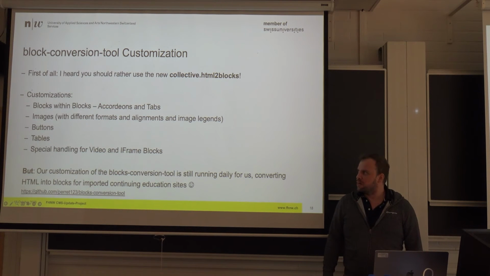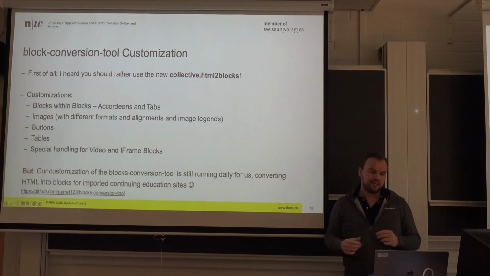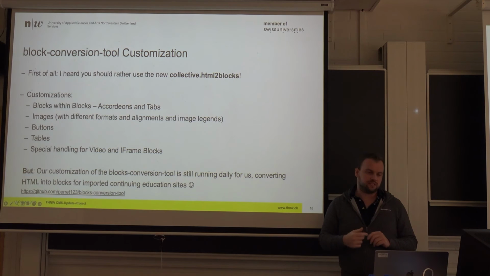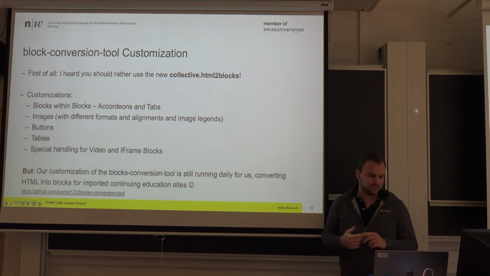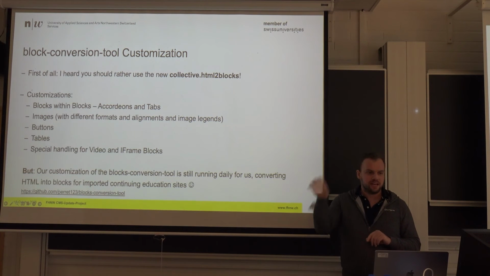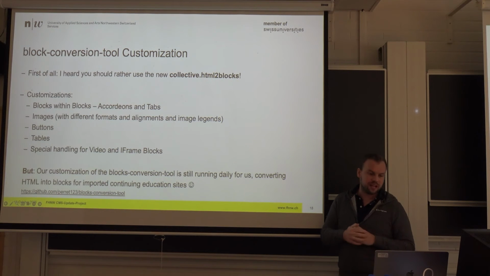We also needed to do quite some custom things with our images, because in our old system we had image legends and different formats. We converted this as well to Volto blocks. We also had buttons, which is cool because not every old Plone system had buttons, but Volto has buttons, so that was easy more or less. With tables, we also had some special handling, mostly about their headers, and some special handling for video and iframe blocks.